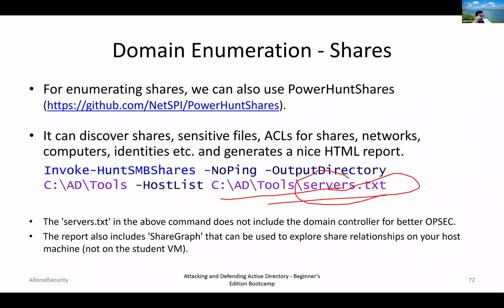Once again, any activity that includes connecting to a large number of machines in the domain, for example, enumerating shares, should be done pretty carefully, because if you connect to multiple machines in quick succession, there would be chances of detection.